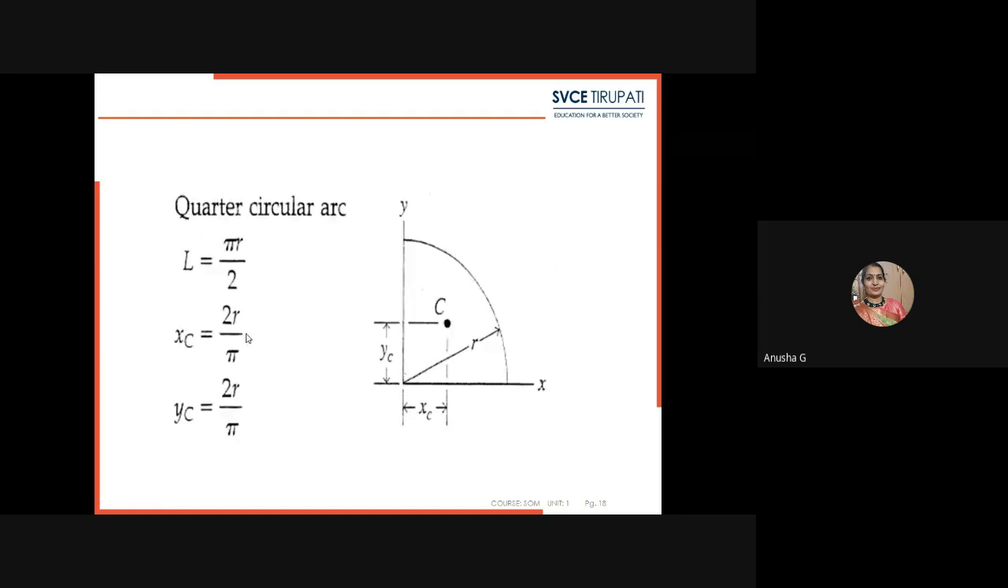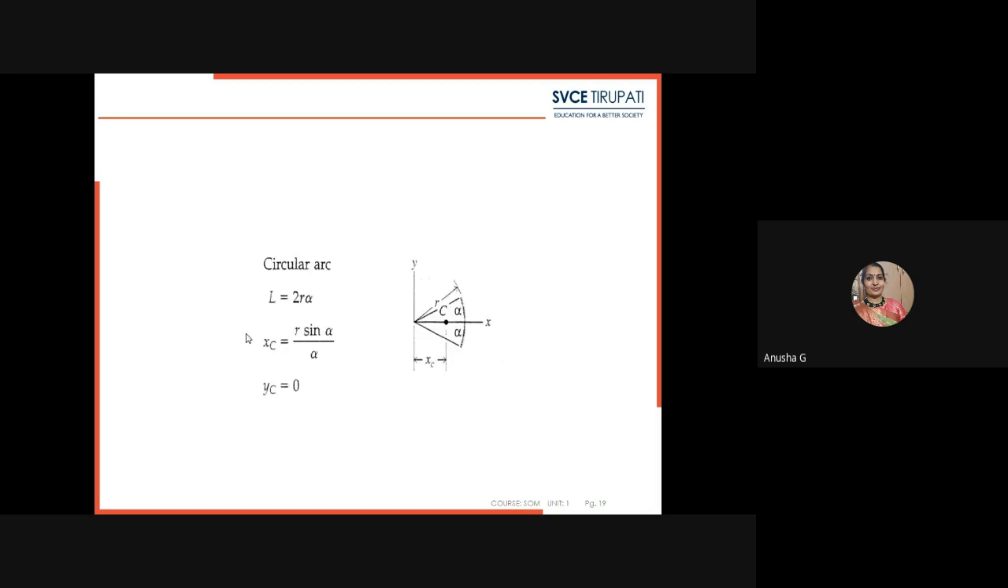If you are taking a quarter circle arc, the length of the arc will be pi r by 2. Our centroidal distance xc will be 2r by pi and yc will be 2r by pi. These are all the formulas that have to be learned from the 10th standard onwards. Next we will see the circular arc.